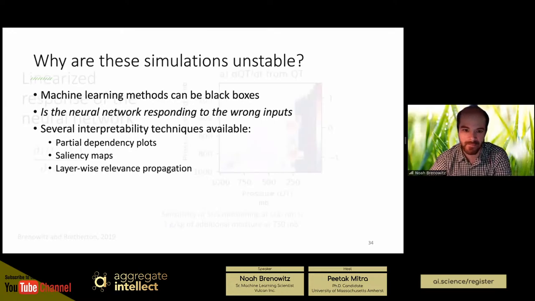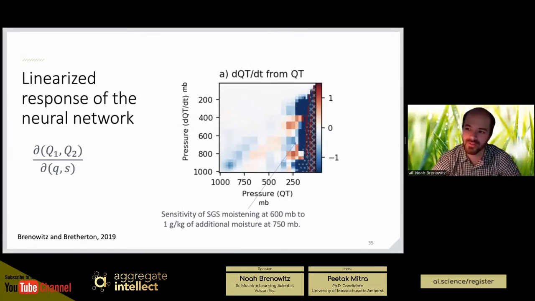So the simplest way to do that for this work was to look at the so-called linearized response of the neural network. And there's different ways of calling this. You may know this as saliency maps. You may also know this as the Jacobian. That's basically what it is. It's the derivatives of the outputs of our network with respect to the inputs of our network. And so this can be visualized as a matrix shown here. I'm just showing one panel of this matrix. But on the vertical axis is the predicted response in the moistening, in the amount of moistening due to a perturbation in the x direction.